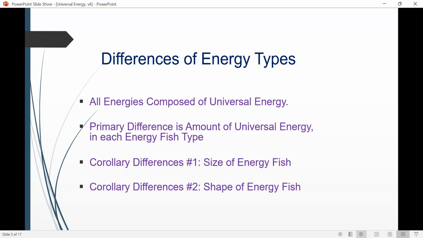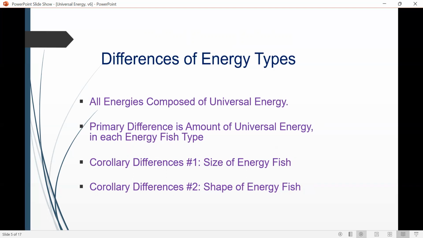Okay? Now the differences of these specific energy types. Again, all energies are composed of the universal energy. That's very important. The primary difference between each type of energy is the amount of universal energy in each energy fish, okay? Like I said, for gravitational energy, there's just a small amount of the universal. For magnetic energy, there's a large amount of the universal, okay? This leads to two corollary differences, which are for practical purposes. We will see they're very practical.